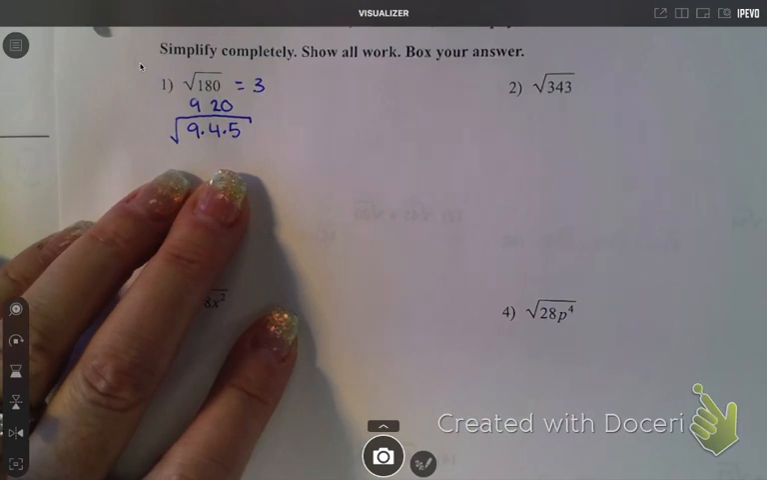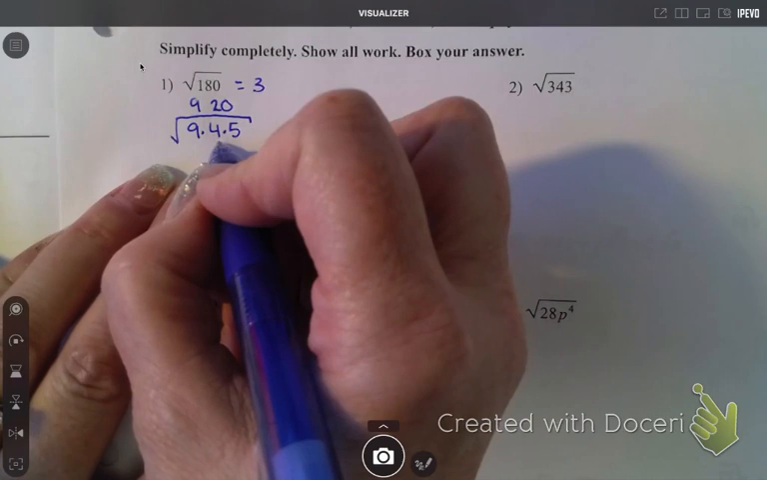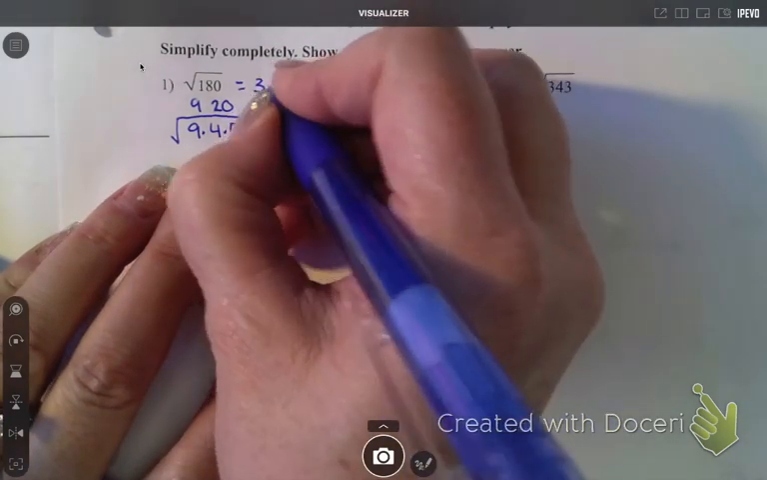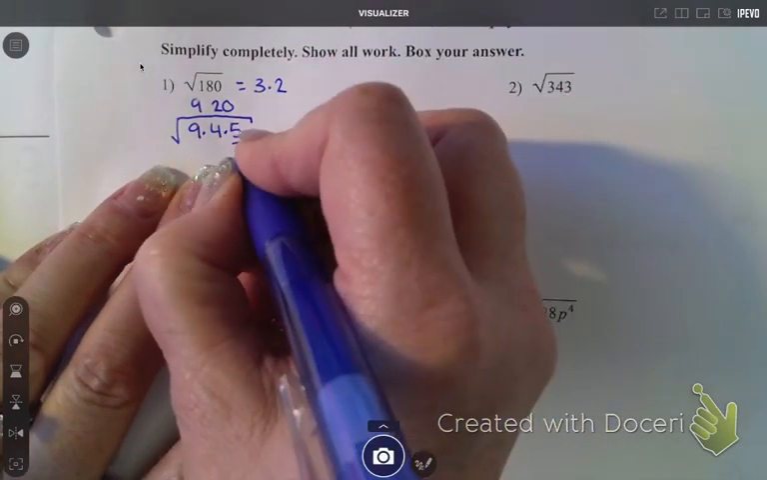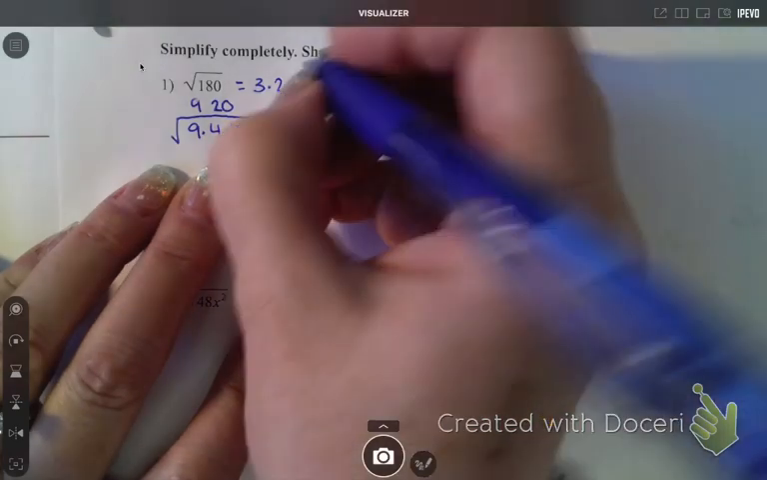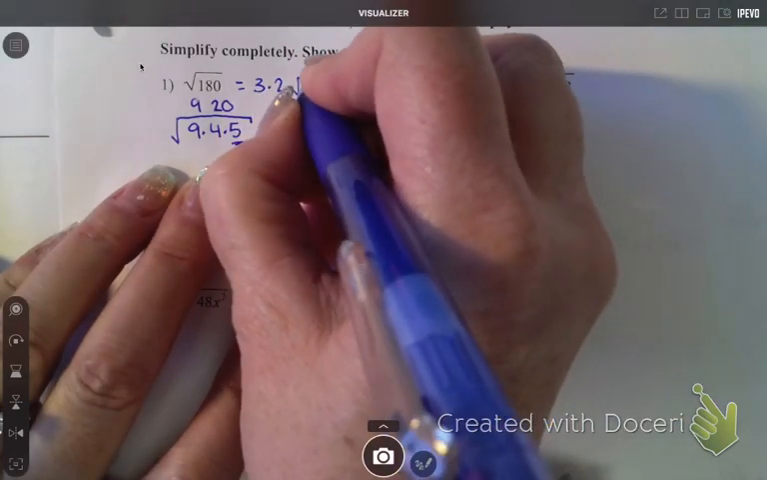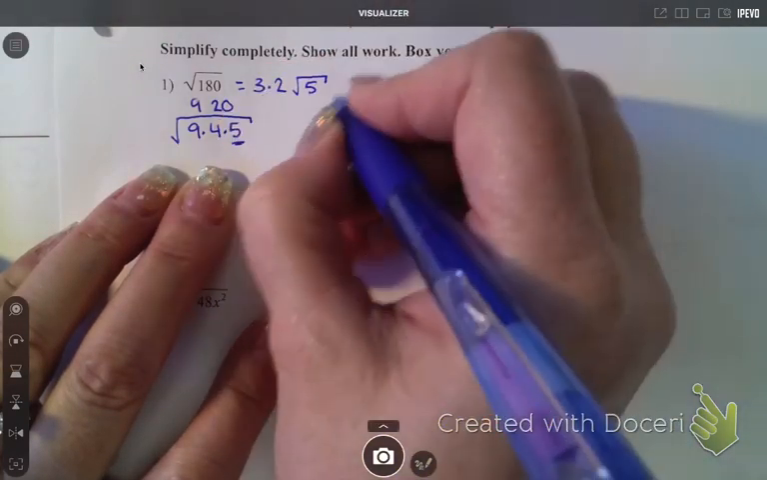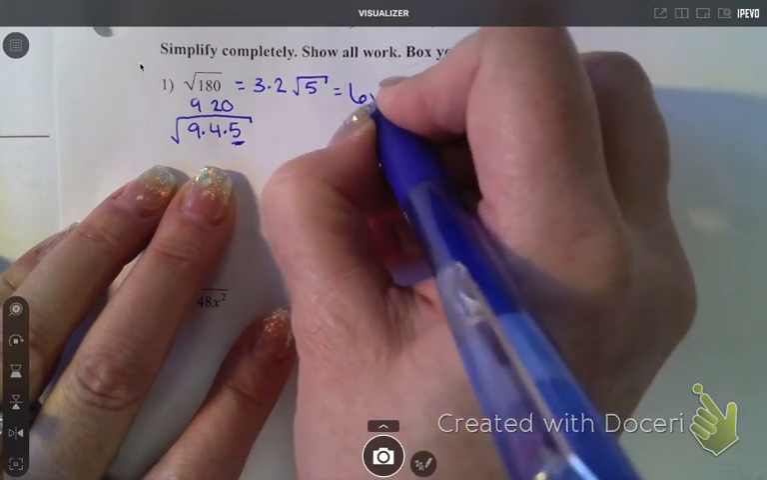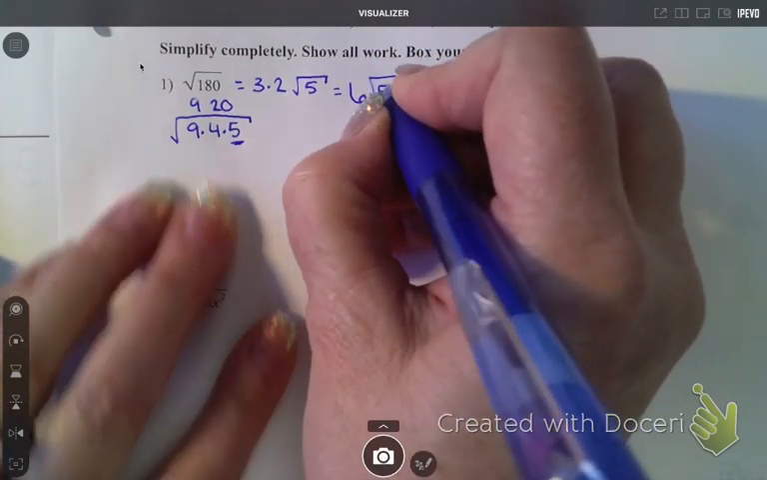It's done. Please don't tip on the chairs. Okay, what's the square root of 4? 2. So it can come out. Can 5 come out? No. So it's just the square root of 5, isn't it? And 3 times 2 is 6. So I have 6 square root of 5. So that's what we did yesterday.